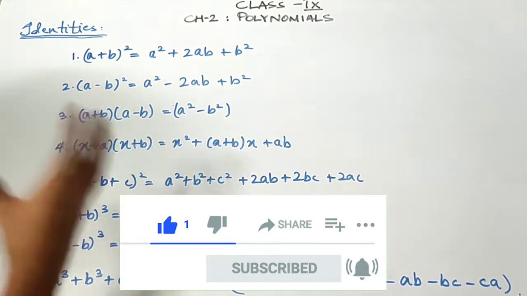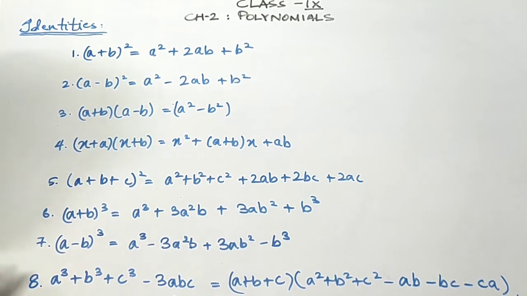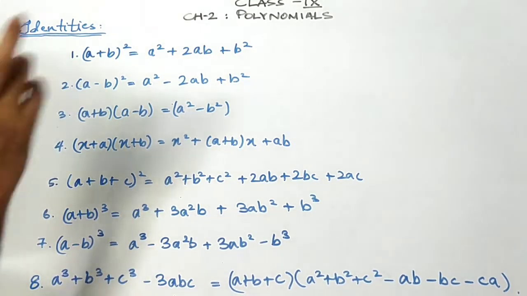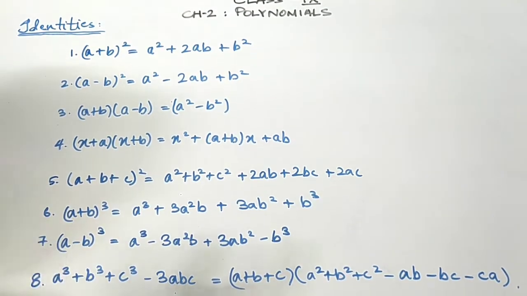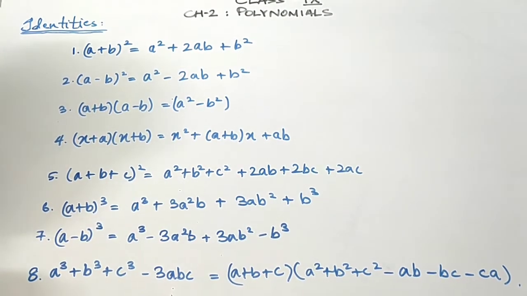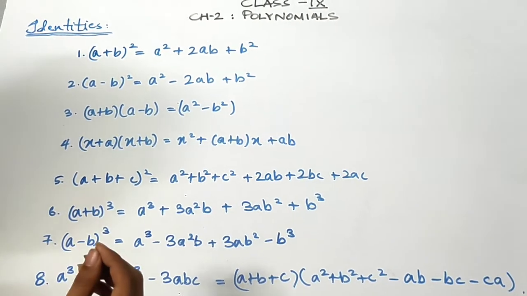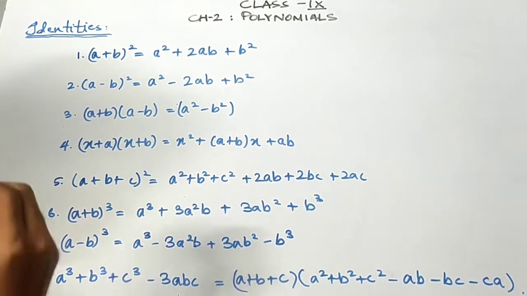Now let us start with today's topic, which will be identities. As you can see, these are all the 8 identities that you are going to study in this chapter, Polynomials, and I am going to stress this very much, because all these 8 identities, if not 8, many more identities, are going to be very important until your 12th standard, as long as you take maths.